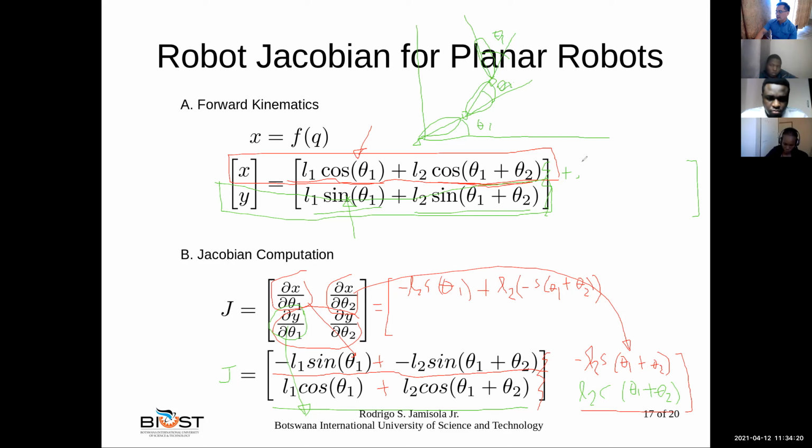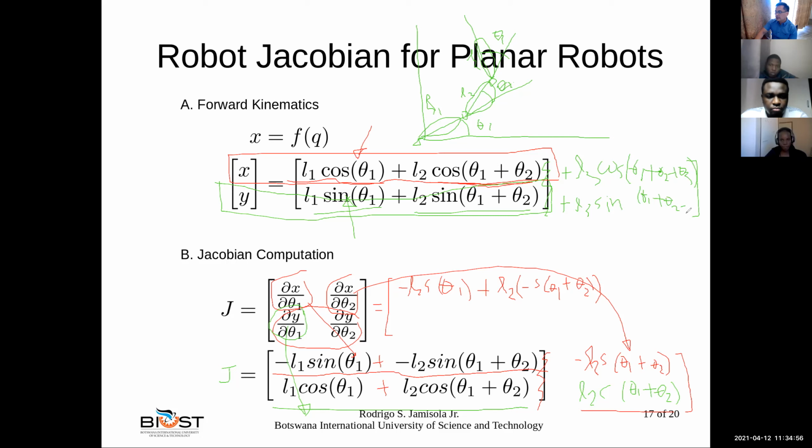So if you add this L3, you have L1, L2, and L3. So you have L3 cosine of theta 1 plus theta 2 plus theta 3. The same thing, you just continue. Here you just add another term, L3 sine of theta 1 plus theta 2 plus theta 3.